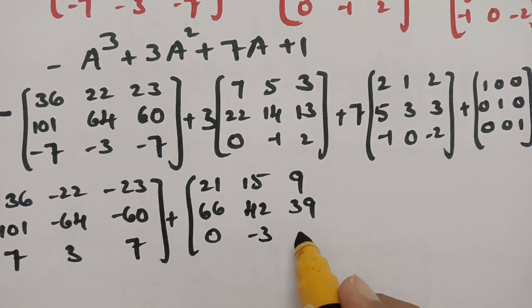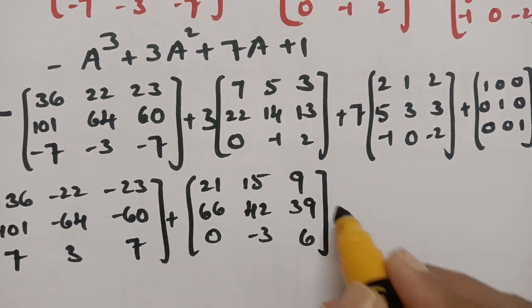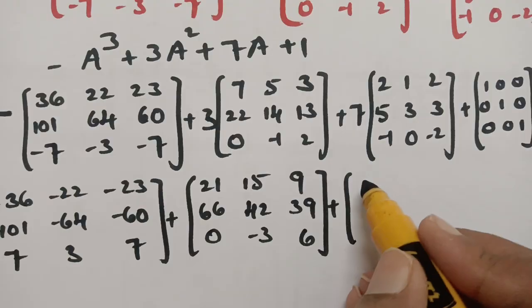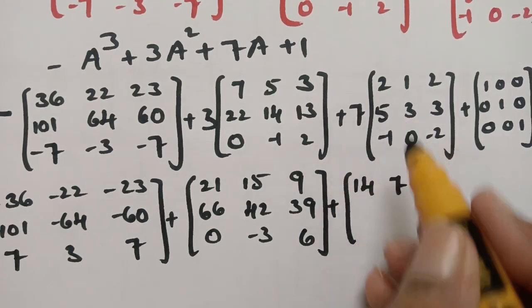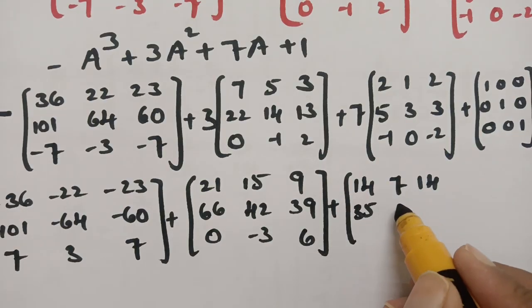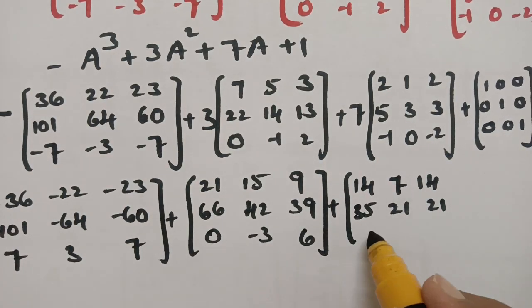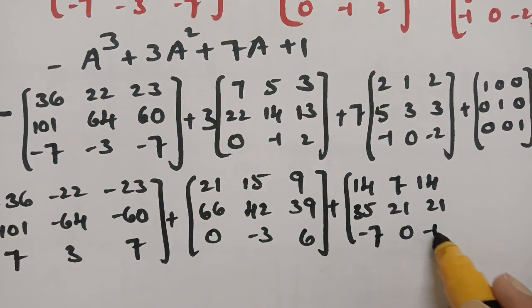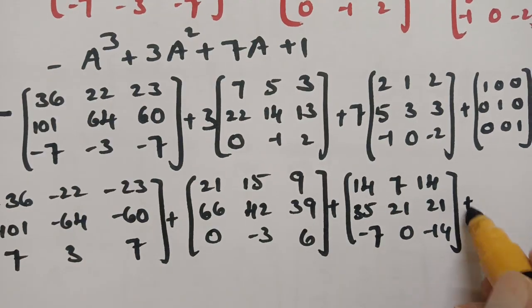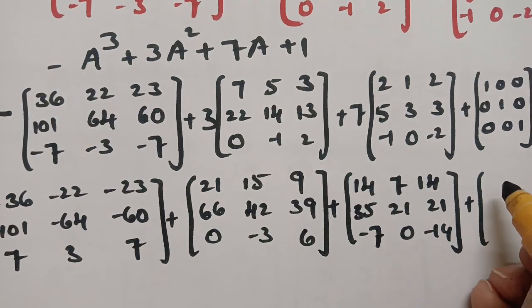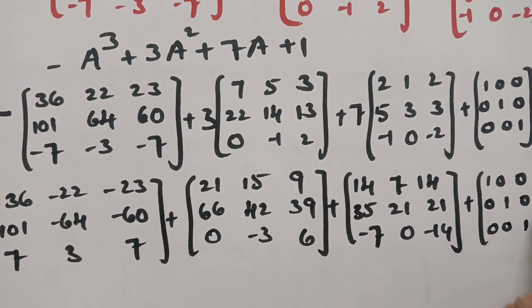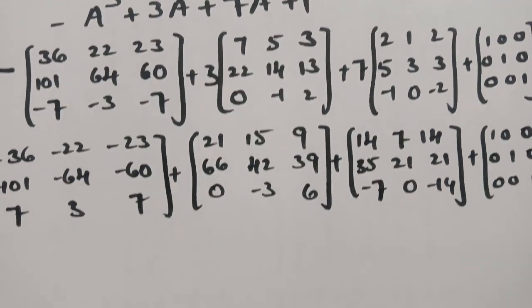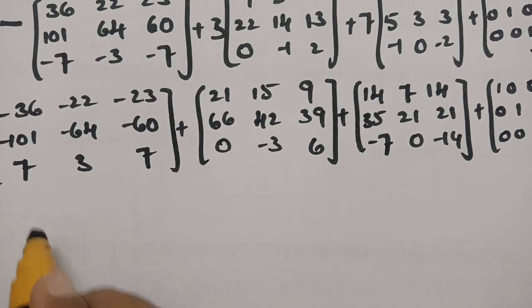This is 0, minus 3, 6. And the next one here, if I multiply with 7, this will be 14, 7, 14, 7 5s are 35, this is 21 and this is 21, this is minus 7, 0, this is minus 14. And here the value will be 1, 0, 0, 0, 1, 0 and 0, 0, 1. Clear? Now I am going to write at one place.